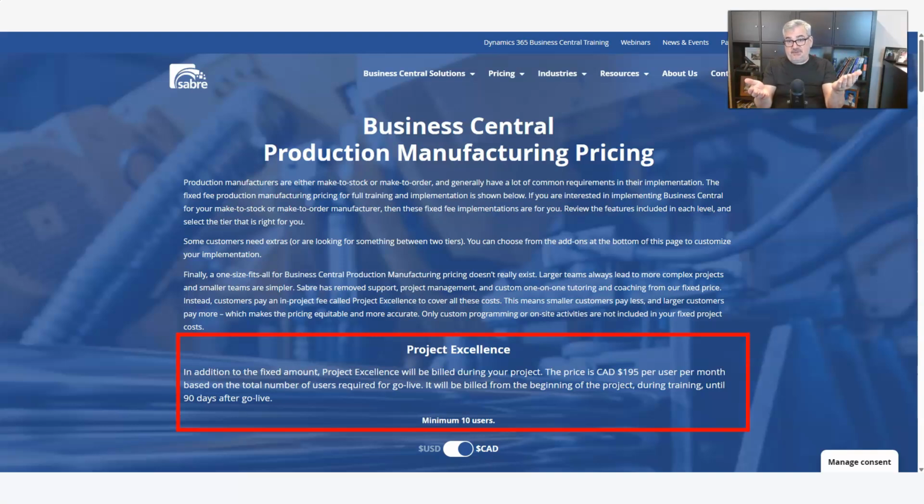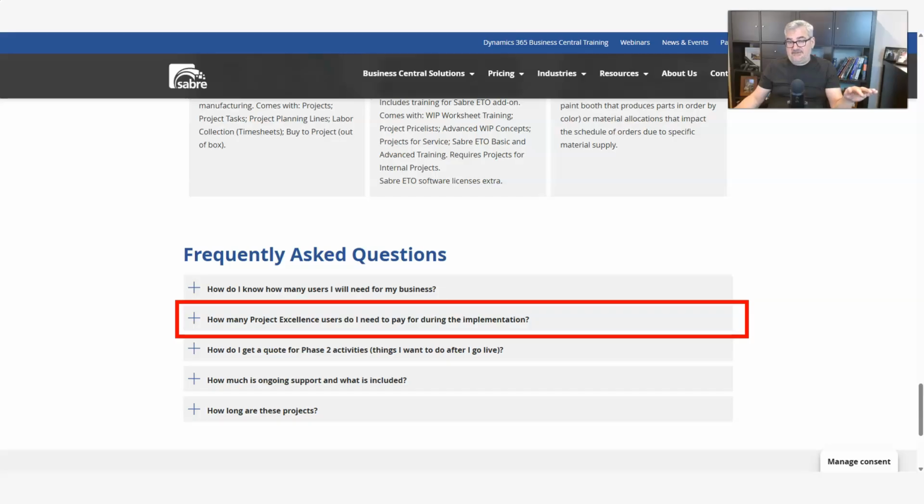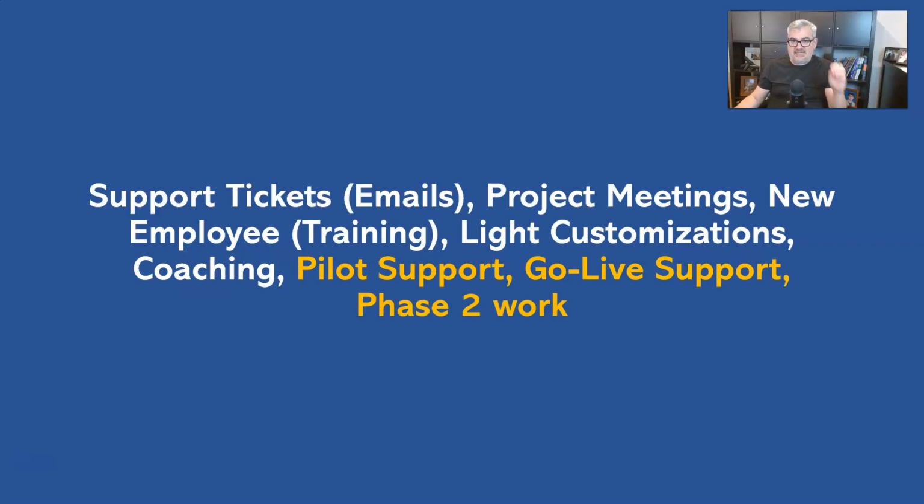It's going to be above the pricing, at the bottom of the first page of the price information. You're also going to find at the very bottom a little FAQ that you have to scroll all the way down to the bottom of the page to find, and this is where you're going to find more information about it. So Project Excellence covers excess costs, things that are not predictable.